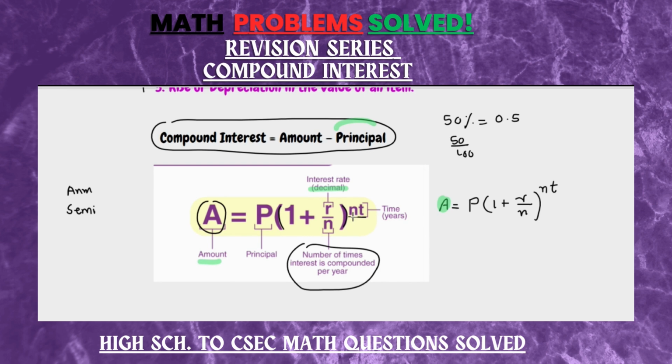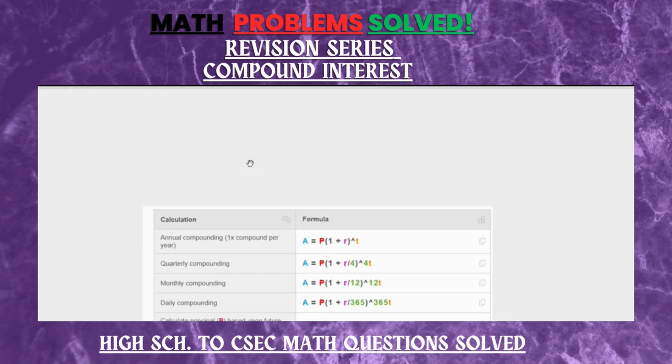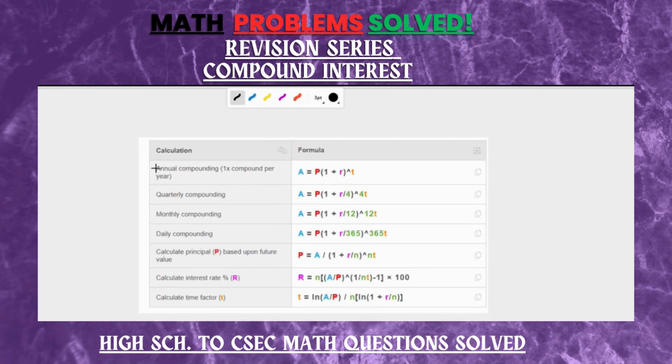Here N is again the number of times the interest is compounded per year, and T is the time in years, meaning the period for how many years the interest will be applied. When the time period is different, the formula will change accordingly. Again, what was the formula?